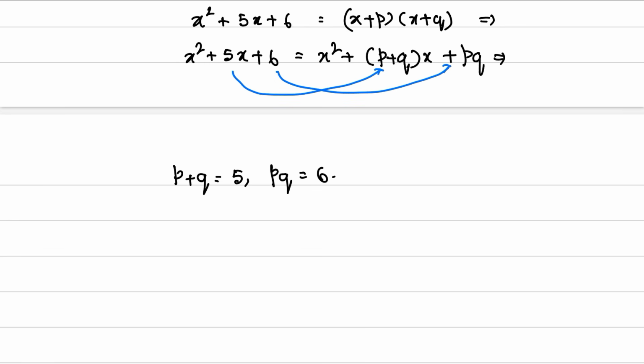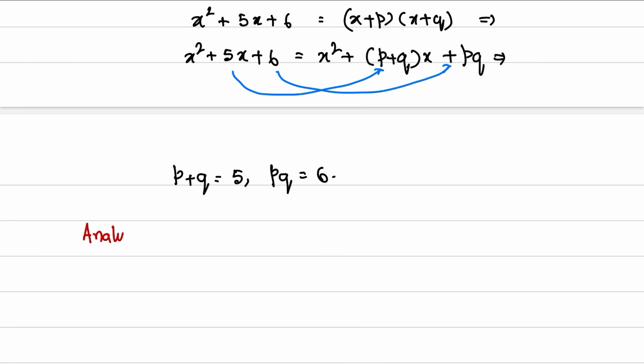That means we have to find out some value of p and q such that product of them is 6 and sum of them is 5. Can you just imagine anything like that? Because product is positive, both numbers should be positive or both numbers should be negative. Because sum is positive, both numbers cannot be negative. Hence, you just see conditions.